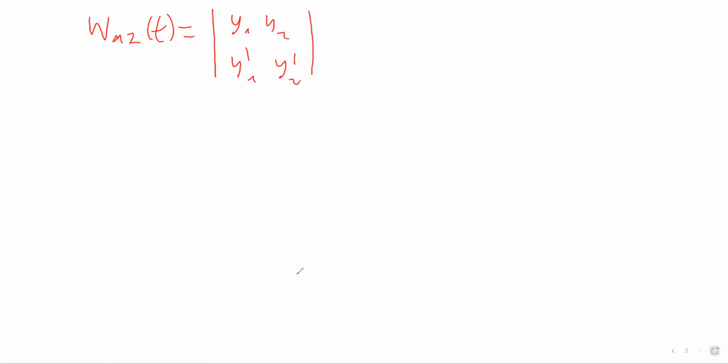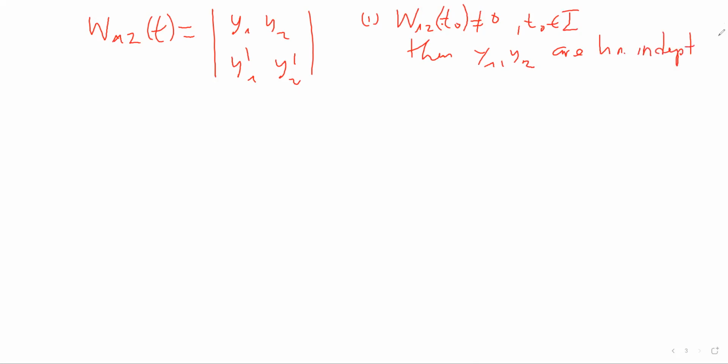So you can set examples. We did some examples, and we said some things about the Wronskian. One, if the Wronskian at some initial value t naught in I is not 0, then y1 and y2 are linearly independent. Next, we were able to show that the Wronskian of two solutions of a differential equation satisfies a differential equation of its own. This is what gave us what we call Abel's theorem.